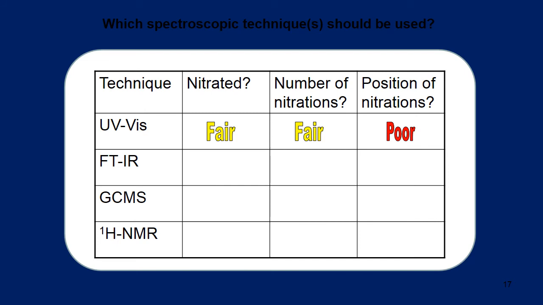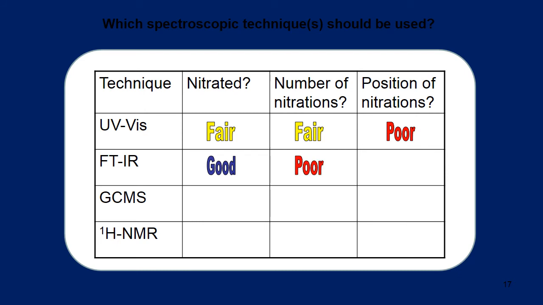So how about FTIR? Could it tell us that we've nitrated bromobenzene? Well, most definitely. FTIR is outstanding at detecting functional groups because functional groups tend to be where polar bonds are located. And polar bonds, as we know, create good, strong infrared absorbances.